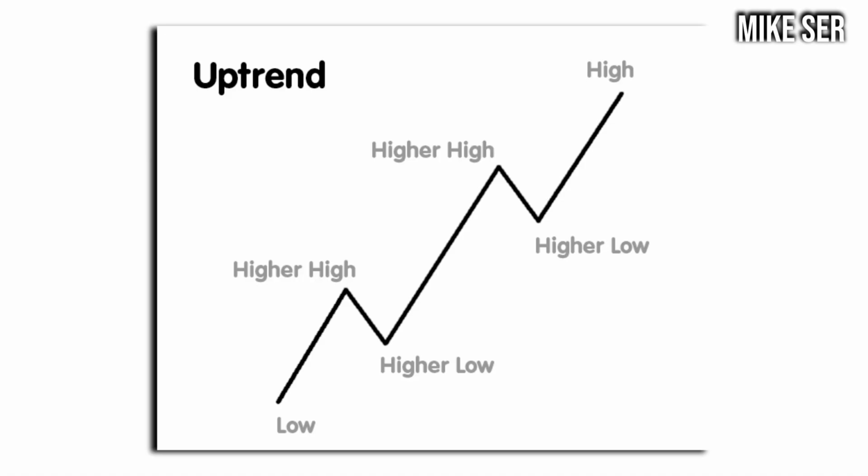Now, there are three trends in the market. One is an uptrend, where the price is characterized by higher highs and higher lows. Now, in an uptrend, traders look to buy stocks and expect the price to continue going higher. Now, a simple plan in an uptrend is to buy once the stock makes a higher low.